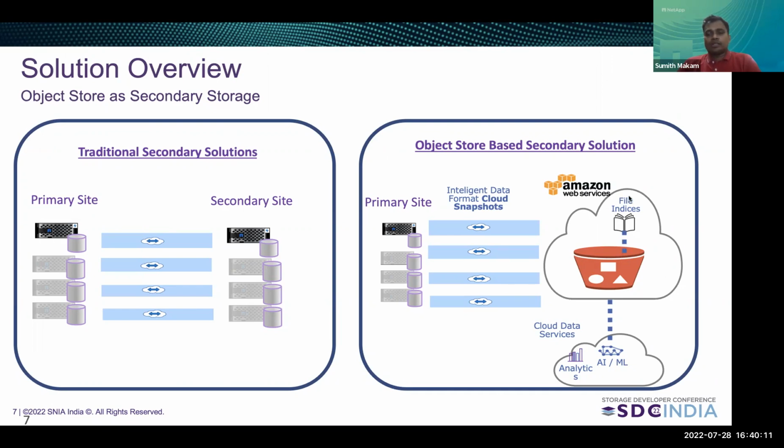So these file indices can be used whenever a single file has to be located in the complete backup. If somebody wants to restore that file, knowing the location of that single file is important. So these file indices need to be built in order to support a single file restore or a directory restore.